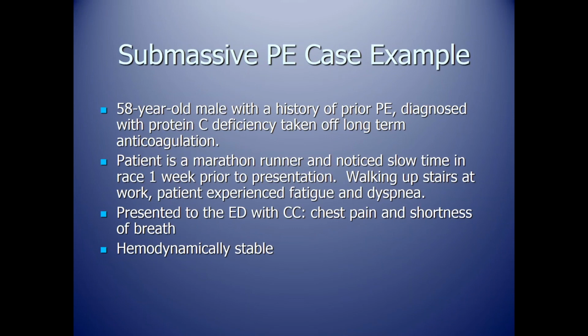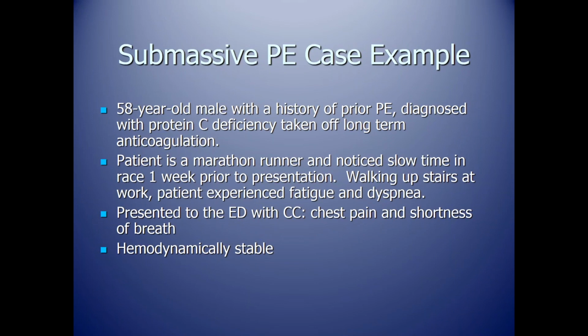So here's another example. This is a submassive pulmonary embolism patient, a 58-year-old male who had a history of prior PE, diagnosed with protein C deficiency, told to be on lifelong anticoagulation, but he's a marathon runner, and he was looking to find an internist who would actually take him off his anticoagulation, and he did. And then he had run a race. He noticed that his times were slow, and he worked for the post office, and he noticed that climbing steps the next week, he was really winded.